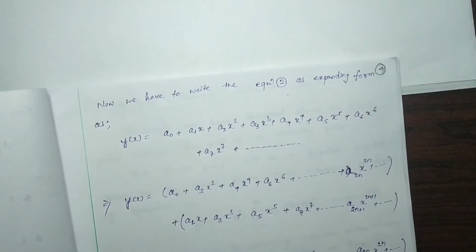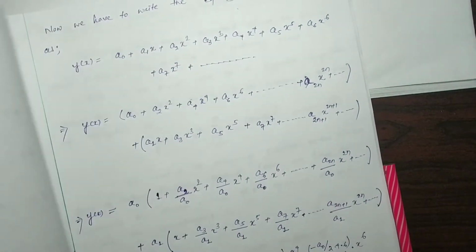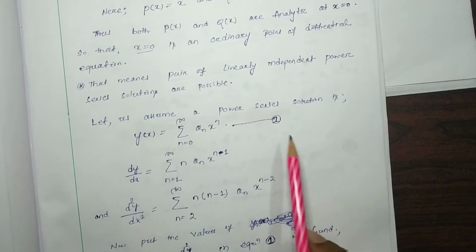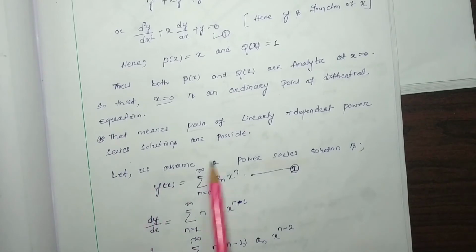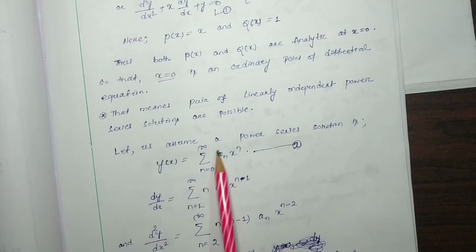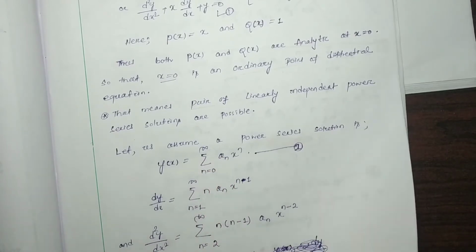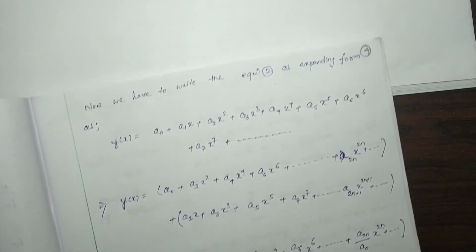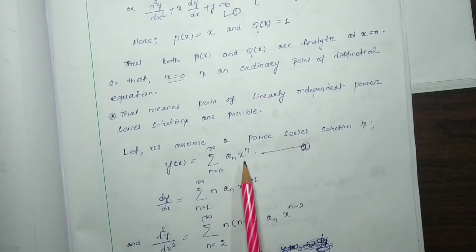Now we have to consider the general solution. If we consider equation number 2, which we took as the power series solution of this differential equation, then this is our general solution, the so-called power series solution. Here each coefficient we have already determined, and now we have to substitute all the coefficients. So first we have to expand this equation number 2.